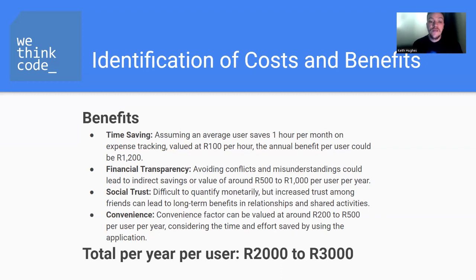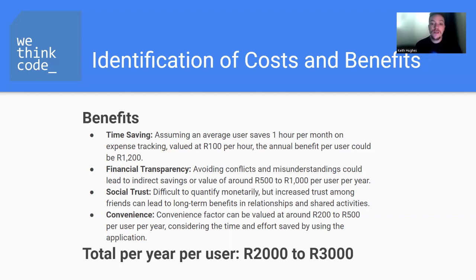And then another benefit is social trust. So since we are avoiding conflicts, this can lead to long-term benefits in relationships, increased trust amongst friends, and long-term benefits also with more shared activities between friends. It's difficult to quantify this, but it is a benefit, and a value could be attached to that, but we've excluded it for this. And then the convenience benefit.